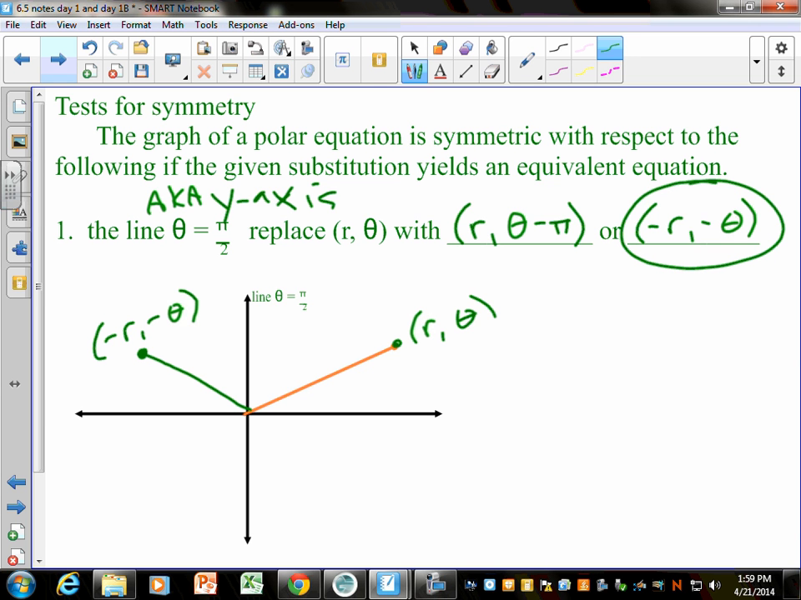I just have 3 of these. We're going to test basically symmetry with the x-axis, the y-axis, and the origin. Only in polar coordinates, we call the y-axis the line pi halves. That's the angle pi halves. We're also going to check x-axis symmetry, because that would mean if it's up here, it's down here. That's the next slide.